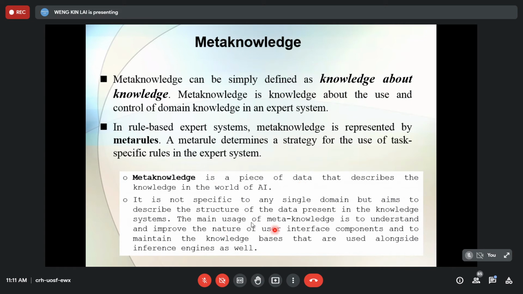Now, the bottom part here is something I think I've added in, because I find that in the past, some students have difficulty understanding what you mean by meta knowledge. So basically, meta knowledge is a piece of data that describes the knowledge in the world of AI. It is not specific to any single domain, but aims to describe the structure of the data present in the knowledge systems. The main usage of meta knowledge is to understand and improve the nature of your user interface components and to maintain the knowledge base that are used alongside inference engines as well.